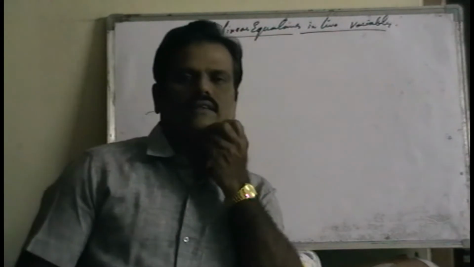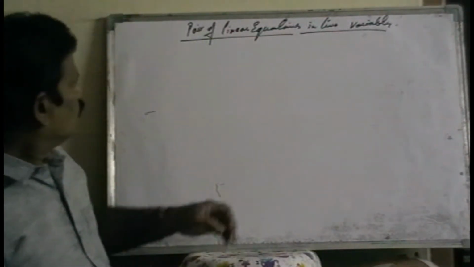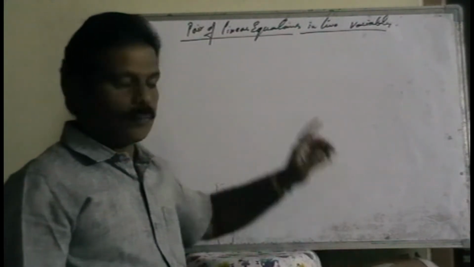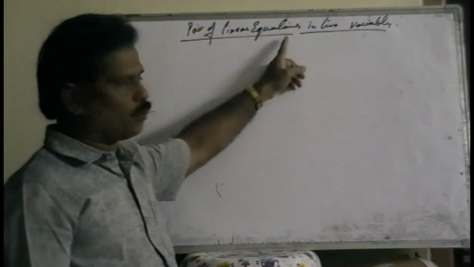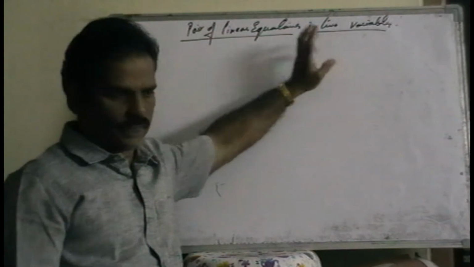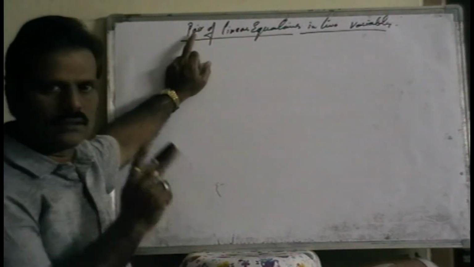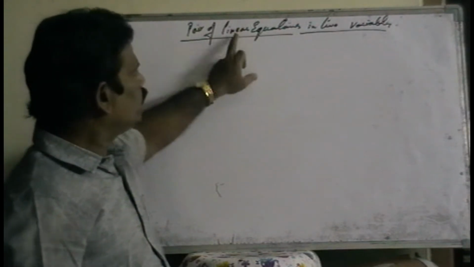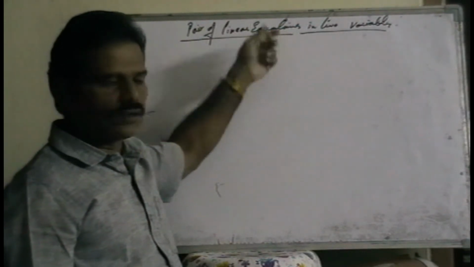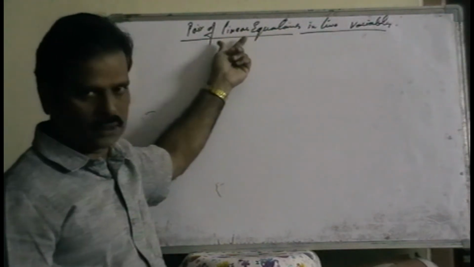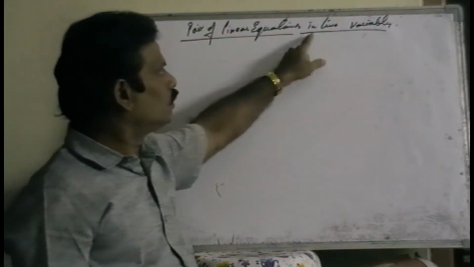We are going to start the topic, a pair of linear equations. A pair of linear equations in two variables, right? Now listen here. First of all, these are a pair. Pair means two. Linear equations. That means equations, but which type of equation is a linear equation? That too, an equation in two variables.